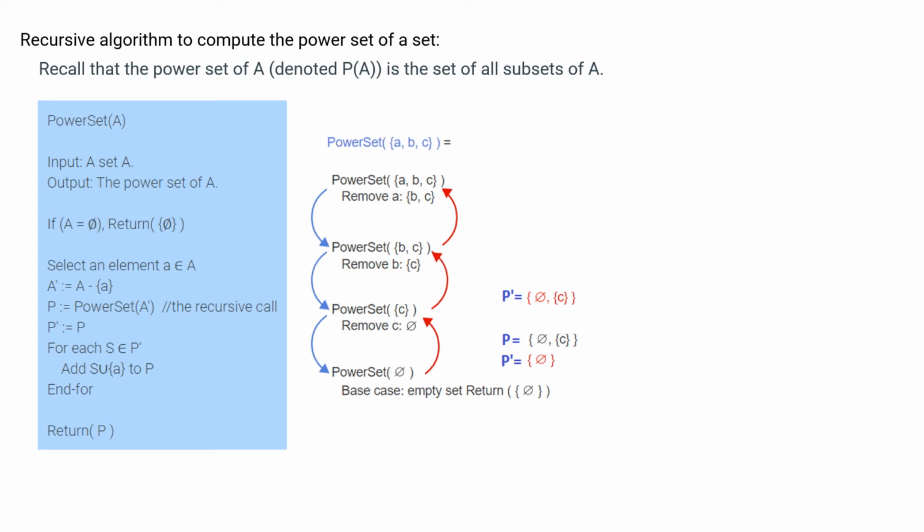But then for every set in p prime, we add what we had taken away for that iteration into it, and we add that back into p. So now p starts out with what just got returned, which is the empty set and the element c. But then for each of those, we're going to add in the b, which is what was taken away for that iteration. So we add b to the empty set, which gives us just the b, and we add b to the set c, which gives us the set cb.